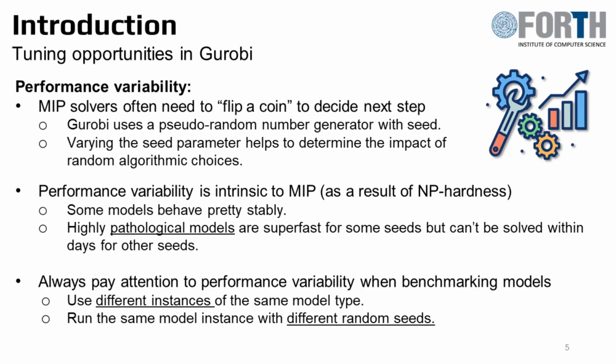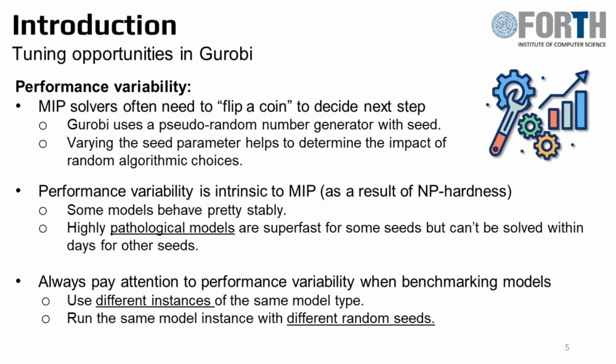Although some models behave pretty stably, there are pathological models that do not. For them, one run may quickly identify strong feasible solutions and tighten bounds early. Another run with a different seed may explore less promising regions before converging. The result can be noticeable differences in runtime or node counts.